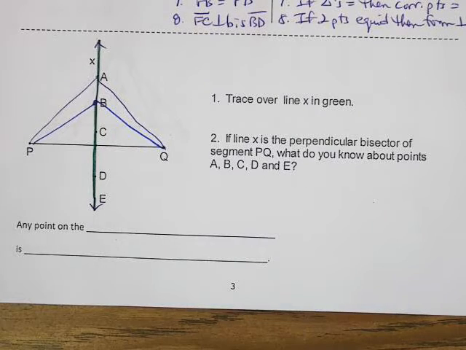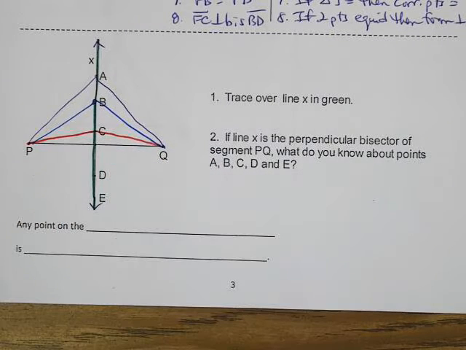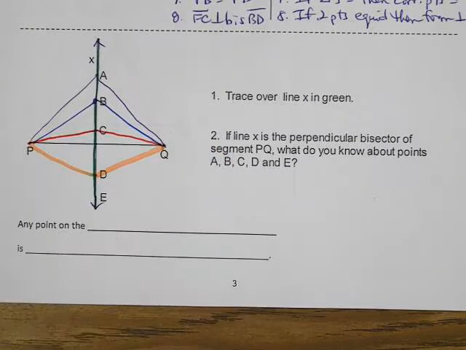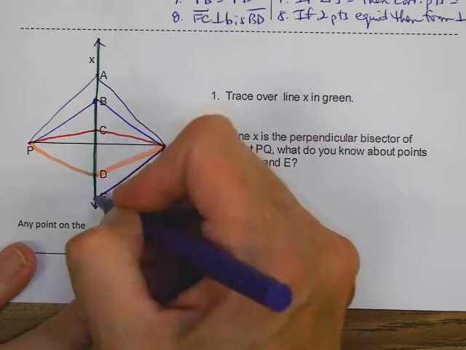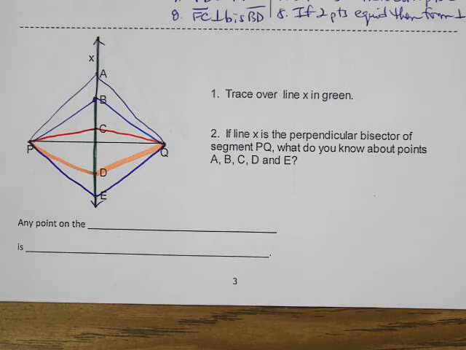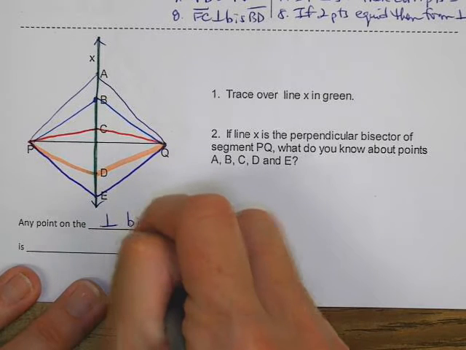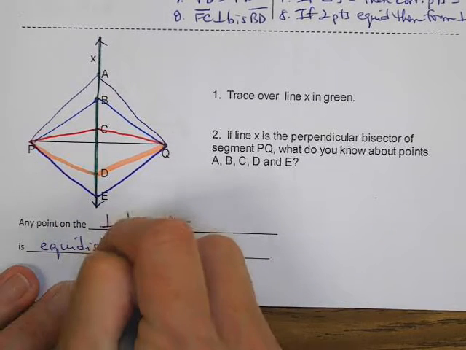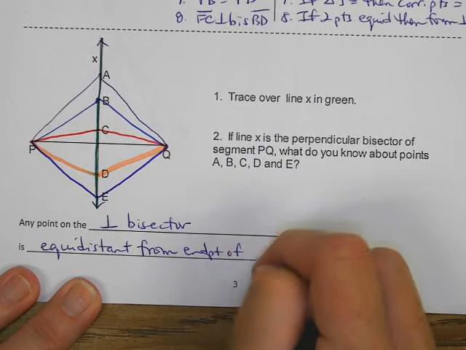And then if I looked at point C, the distance from C to P would have to be the same as the distance from C to Q. I could look at point D. The distance from D to Q is the distance from D to P. And I have one other point on there, so I could do the distance from E to Q is the distance from E to P. All right, so what we're trying to show here is that any point on the perpendicular bisector is equidistant from the endpoints of the segment.